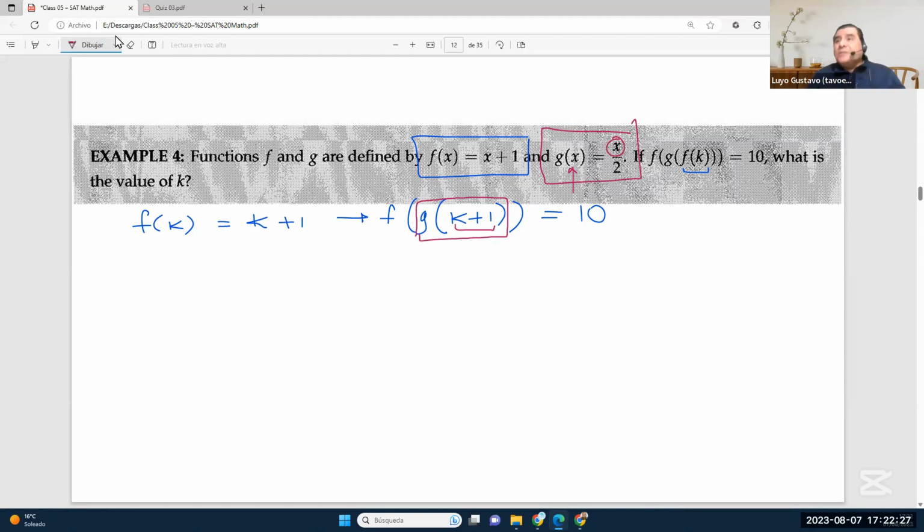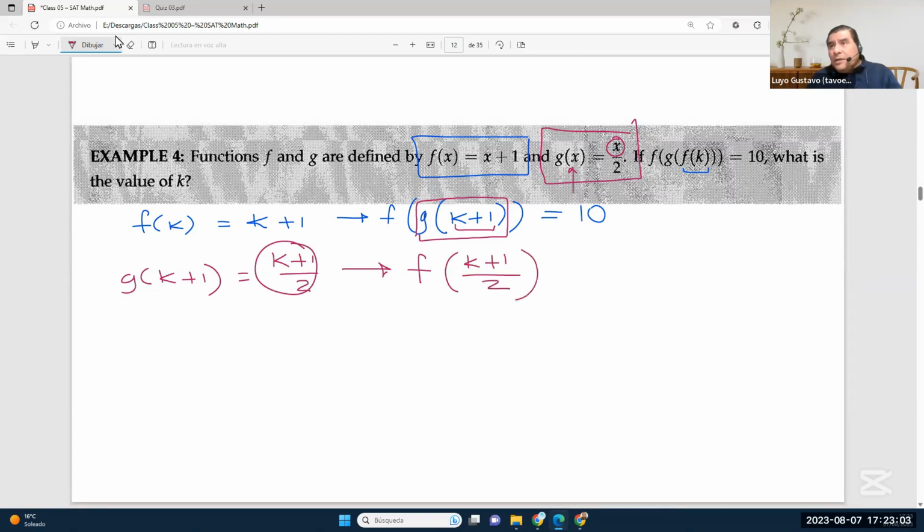As simple as that. So what would be the value of g of k plus 1? Okay, take the input, k plus 1, and divide it by 2. That's the value of the output. K plus 1 over 2 is the value of g of k plus 1. So now another substitution. If we do the second substitution, the original expression would therefore be f of, what is g of k plus 1 is this. So f of k plus 1 over 2 equals 10.